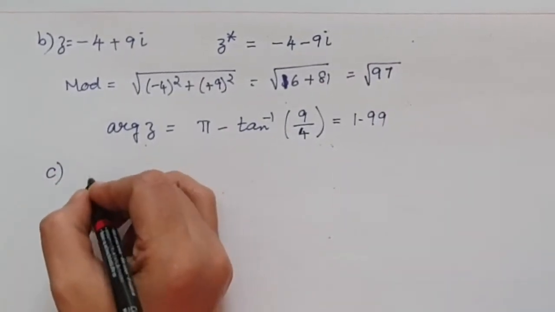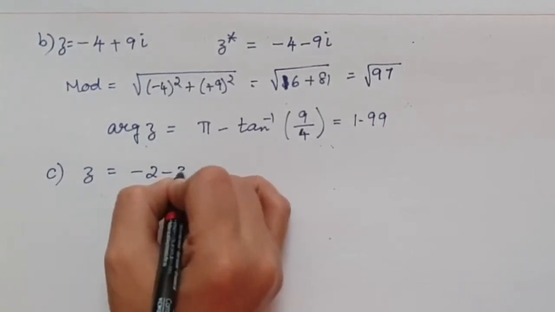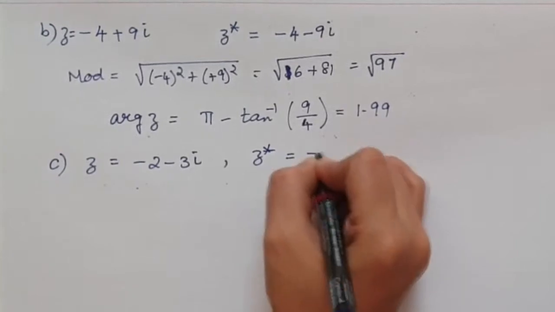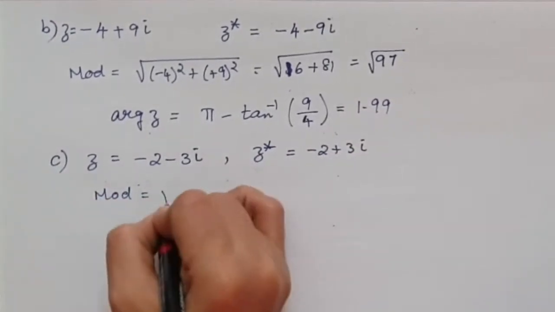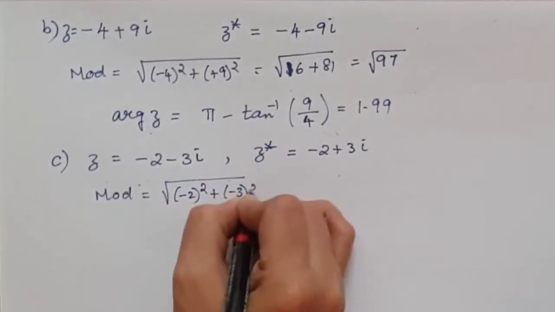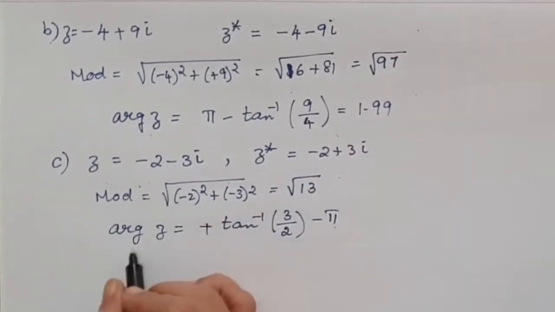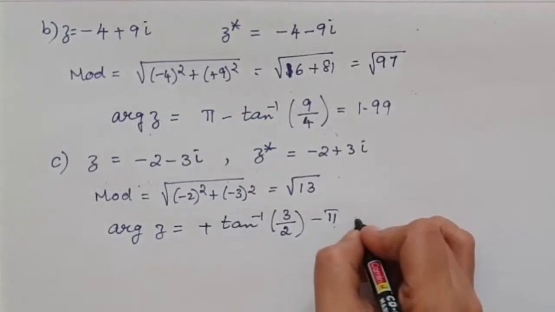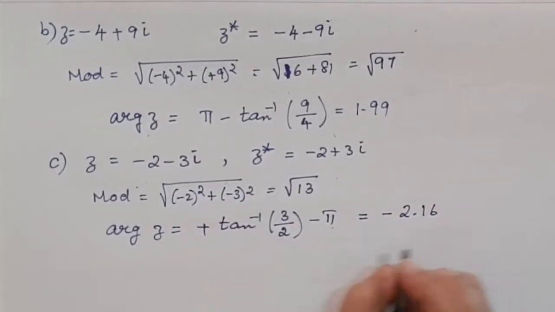Then c is, z will be equal to minus 2 minus 3i. Then our complex conjugate will be equal to minus 2 plus 3i. Then the modulus of this will be equal to square root of minus 2 the whole square plus minus 3 the whole square. So it will give us square root of 13. Argument of z will be equal to tan inverse of 3 over 2 minus pi. So when we simplify this, we get our answer as minus 2.16.